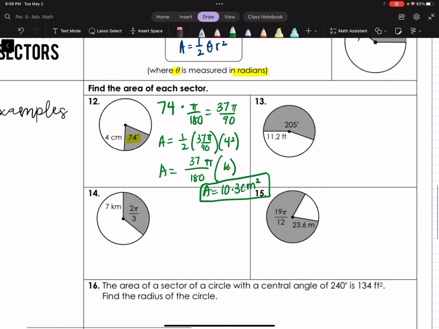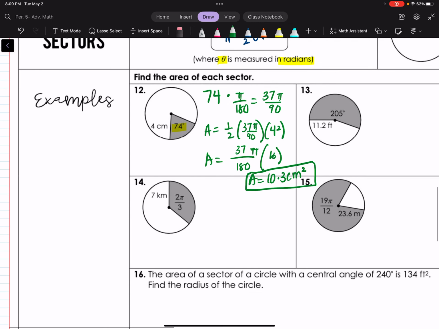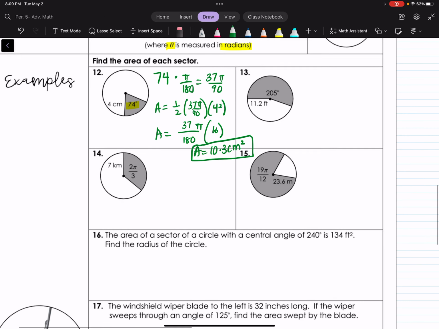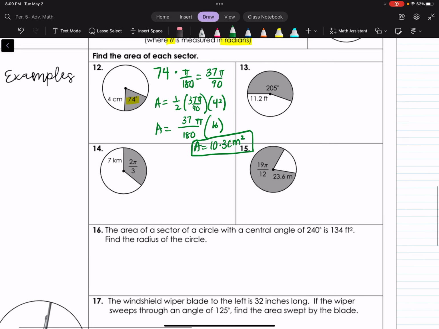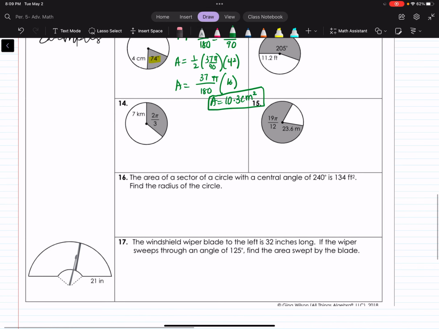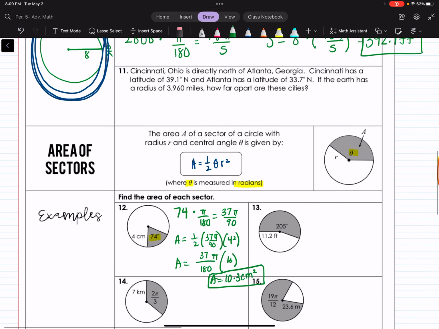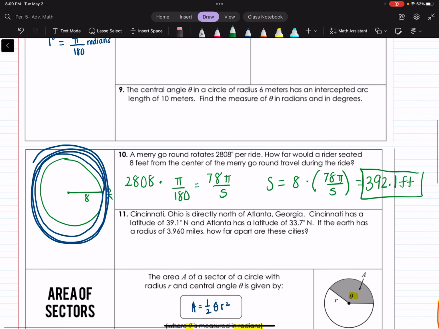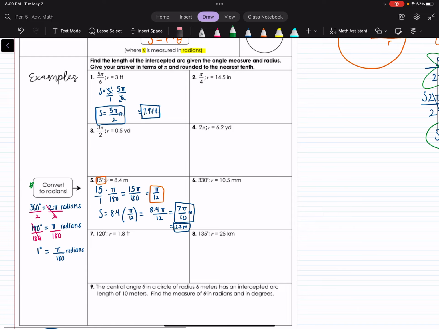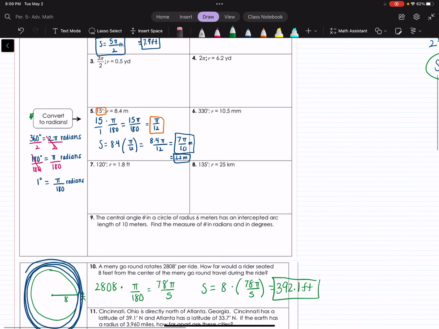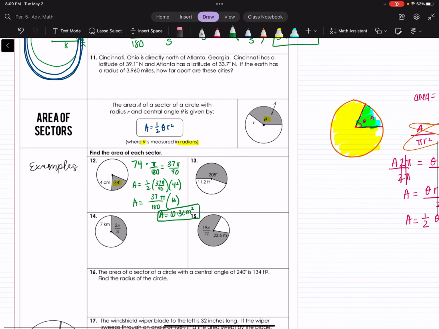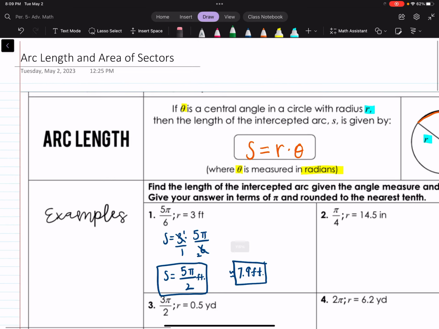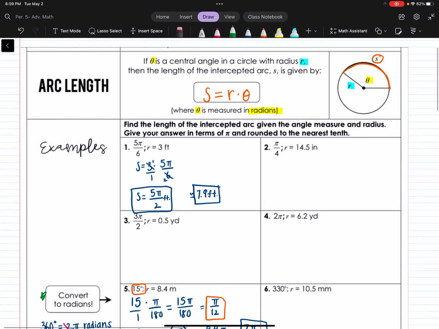Alrighty, and that's how you find the area of sectors. Just making sure to turn those degrees into radians before you use your formula. All right, other than that, I think we should be good. You should practice the rest of these questions that I didn't do and let me know if you have any questions, but that is how you find the area of sectors and how you find the arc length of circles.